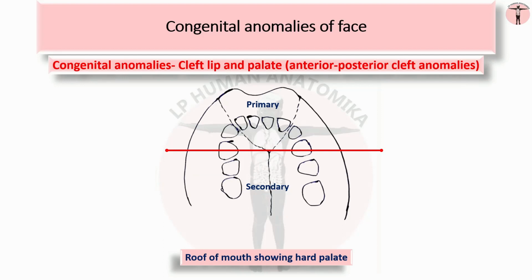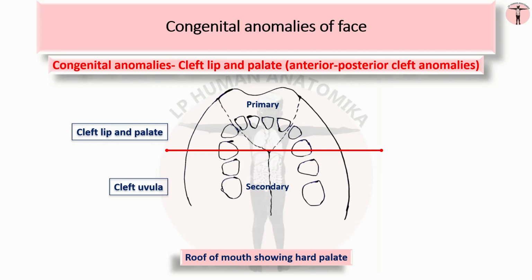The third category is the anterior-posterior cleft anomalies, which includes the clefts lying anterior as well as posterior to incisive foramen. That includes various types of cleft lip and palate and cleft uvula.